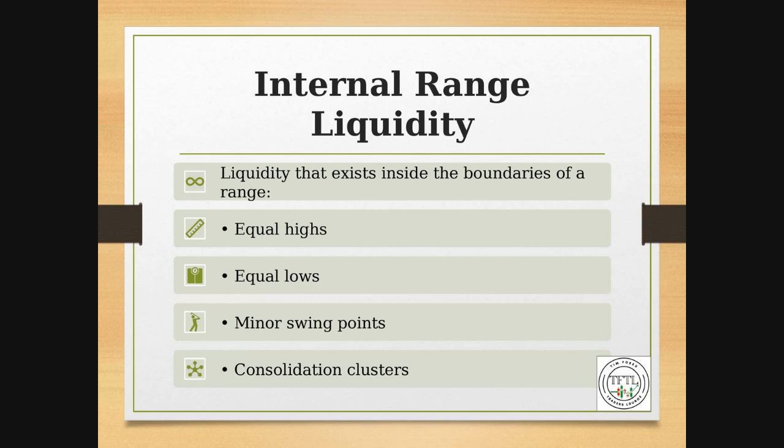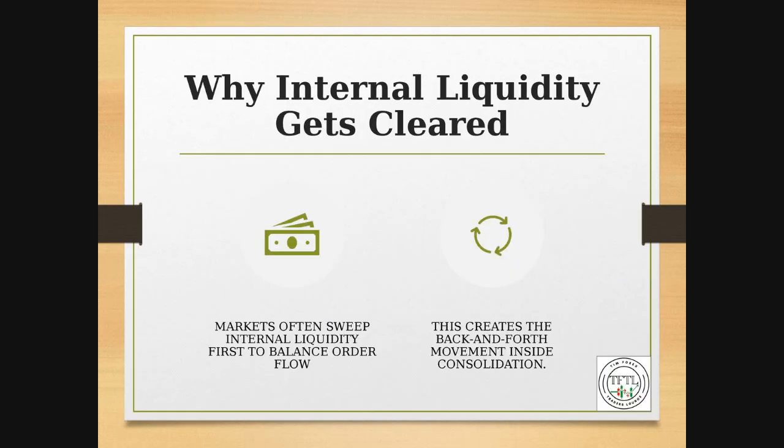Because you find they contain these internal levels, they contain smaller liquidity pools, and therefore clearing those small liquidity pools helps balance the order flow before the market targets the larger liquidity pools. So that is the reason why internal liquidity gets cleared first. Markets often sweep internal liquidity first to balance the order flow. This then creates the back and forth movement inside the consolidation phase, right?